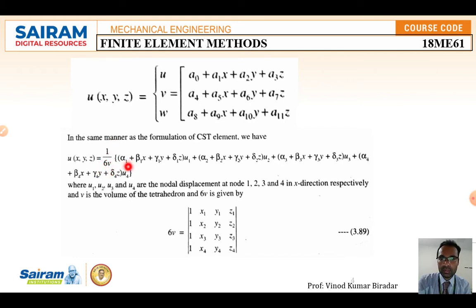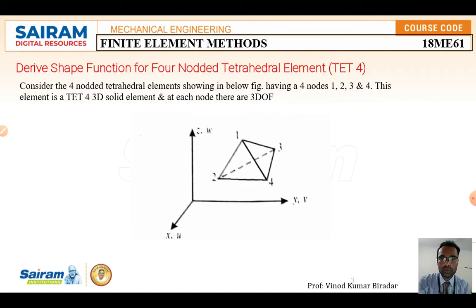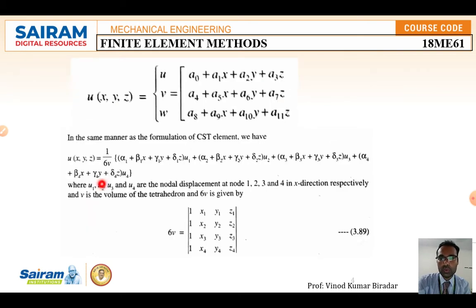Then alpha 1, beta 1 x, gamma 1 y, plus delta 1 z, into u1, where this is the displacement. Similarly u2, u3 and u4; four nodes are there. Let us assume u1, u2, u3 are the nodal displacements at nodes 1, 2, 3 in the different x, y, z directions, and V is the volume of the tetrahedron.